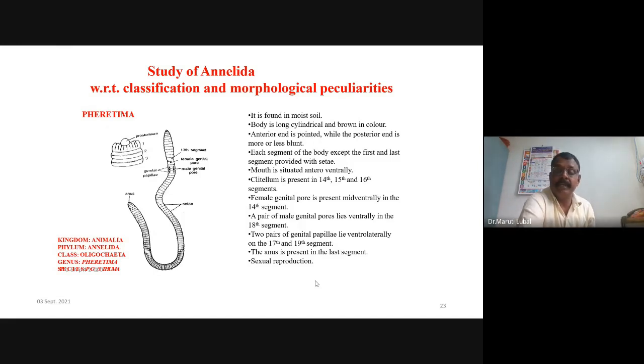The female genital pore is present mid-ventrally in the 14th segment. A pair of male genital pores lies ventrally in the 18th segment. Two pairs of genital papillae lie ventrolaterally on the 17th and 19th segments. The anus is present in the last segment. The type of reproduction in Pheretima posthuma is sexual reproduction.